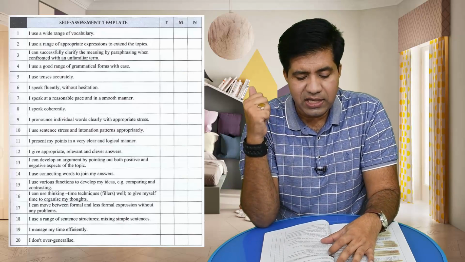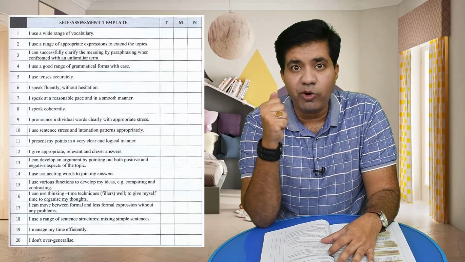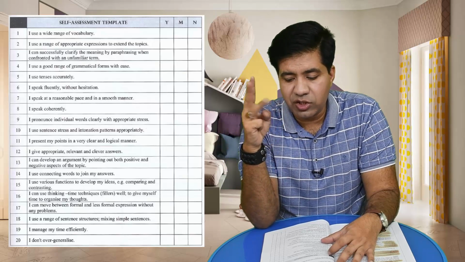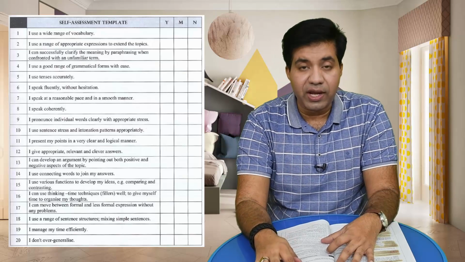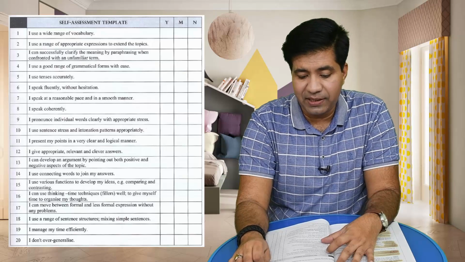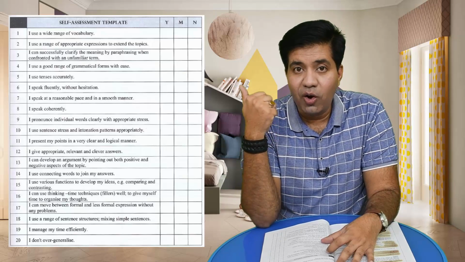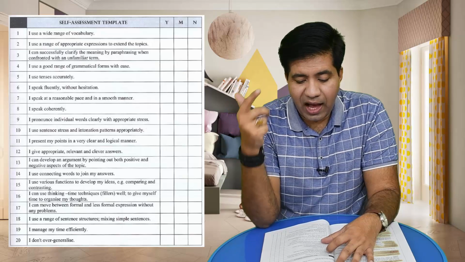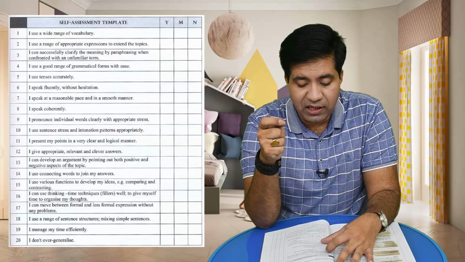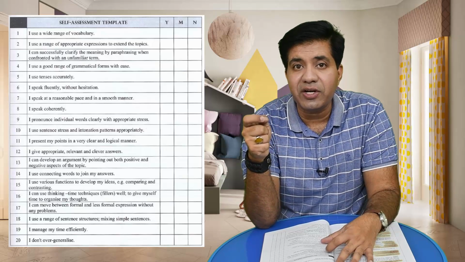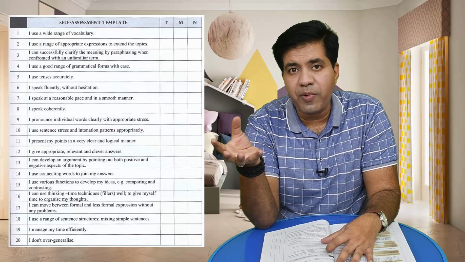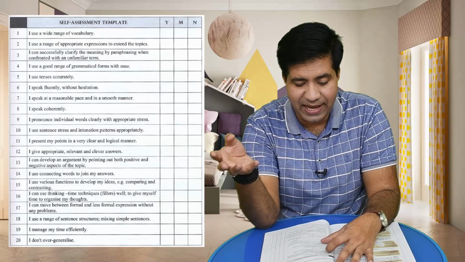So number one is I use a wide range of vocabulary. Now you got to see whether the answer is yes, moderate or no. I use a range of appropriate expressions to extend the topic, whether it is yes or moderate or no. I can successfully clarify the meaning by paraphrasing when confronted with an unfamiliar term. Unfamiliar term means a difficult word or you don't know appropriate word, and still you can paraphrase that.